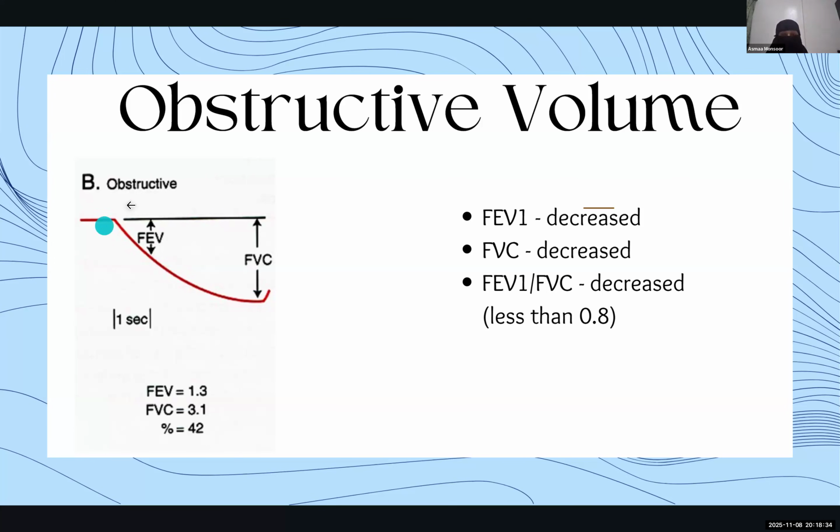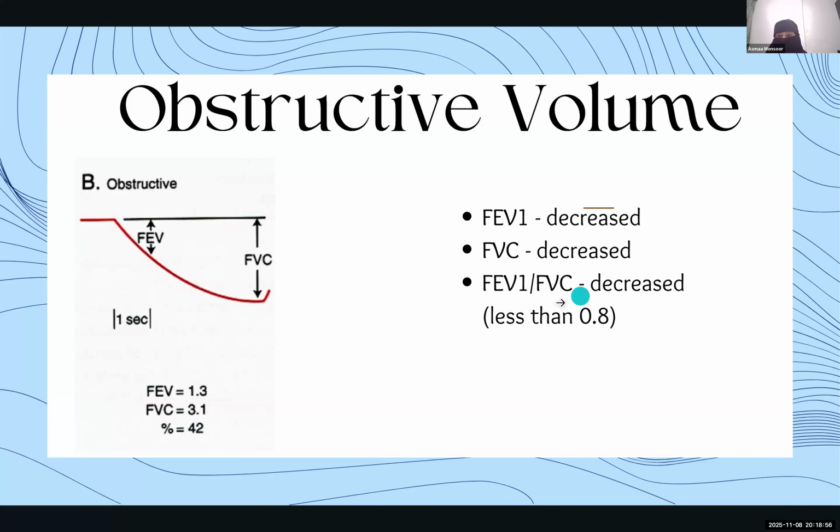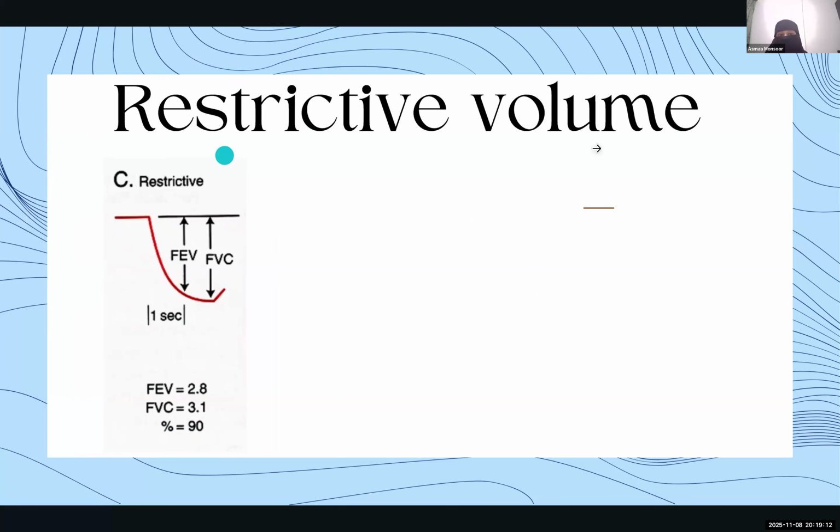So FEV1 will decrease, or the amount of air that is exhaled in the first second will decrease, and the total amount of air that you can ever exhale is also decreased, which is the forced vital capacity. All right. And when you check the ratio of FEV1 to FVC, it is also decreased, to less than 0.8. This is very important to know, guys. FEV1 over FVC for obstructive lung diseases, the ratio is decreased. Okay, the ratio is decreased. All good over here?